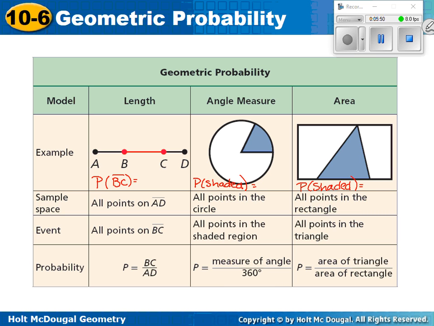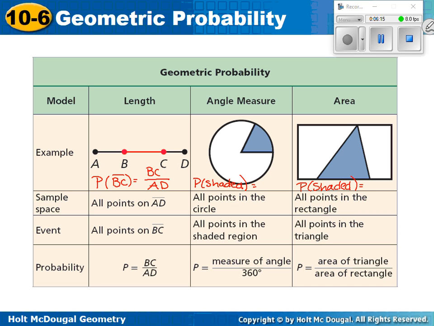Then you're going to write your probability as a fraction, what you want out of the total. So we would find what in this case if we want to find the probability of BC? The length of BC over the length of AD. You guys with me? What we want over the total. Those should be pretty easy. You'll just be counting or finding those distances.